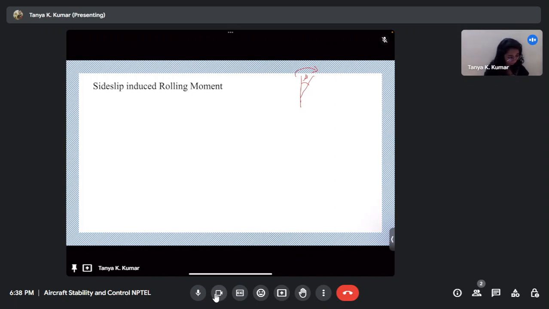So now let's just see this. This is the vertical tail, okay? When there is a side slip angle, it produces a force Fy. Is this positive or negative, Fy? The force that you see here, is it positive or negative?